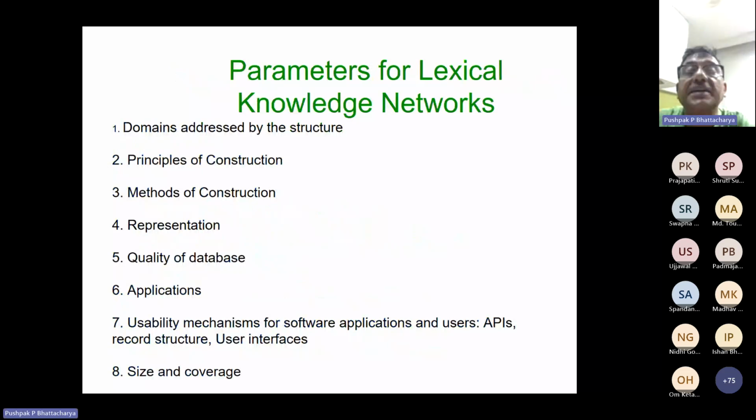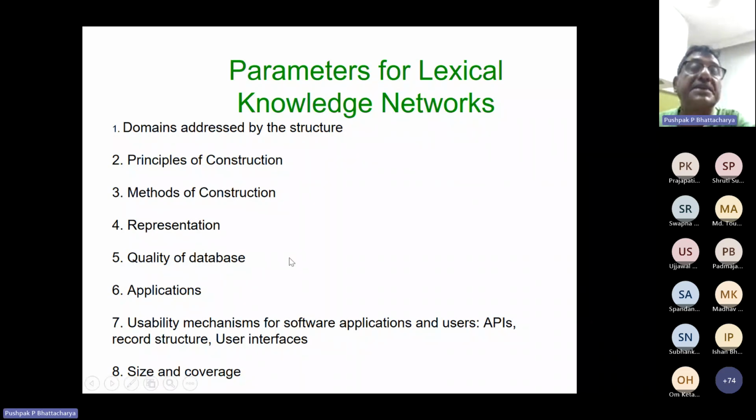Now we come to the parameters which have to be kept in mind for constructing lexical knowledge networks. Lexical knowledge networks fall in a spectrum from manual creation to automatic creation. First, the domain for the lexical knowledge network. Nowadays we call lexical knowledge networks knowledge graphs. Is it a knowledge graph for the food domain? Is it a knowledge graph in the medical domain? For example, my PhD student, Kaveri Kale, created knowledge graphs for 6 to 7 organs within the abdomen area: intestine, pancreas, stomach, liver, gallbladder, and so on.